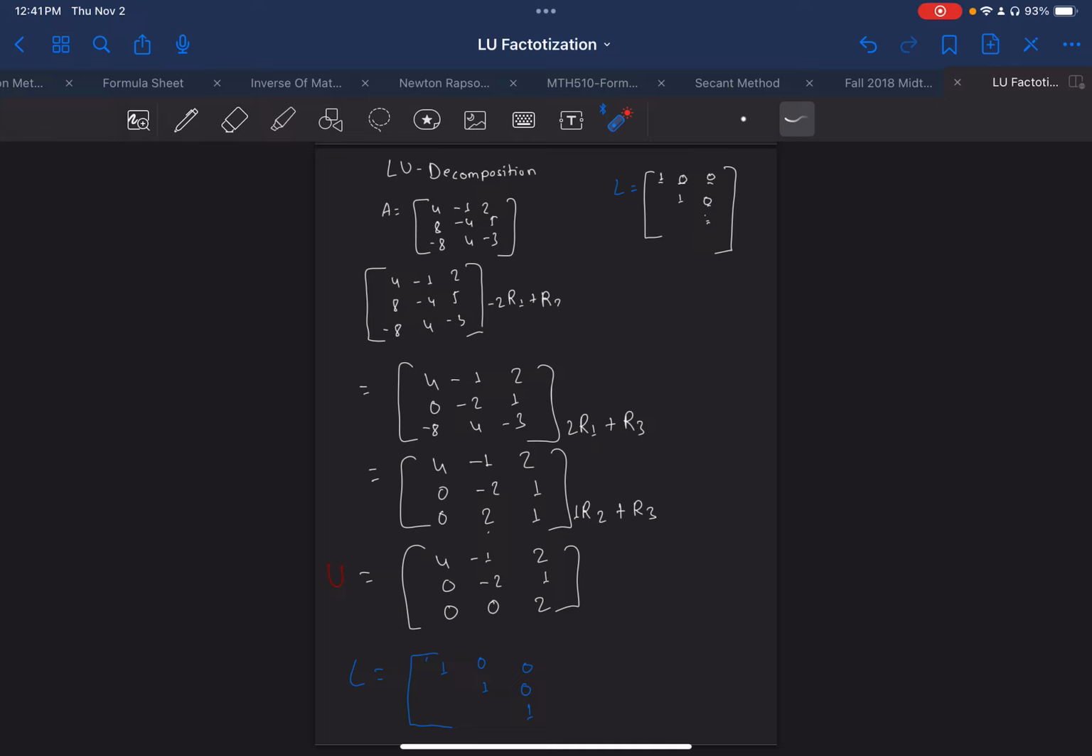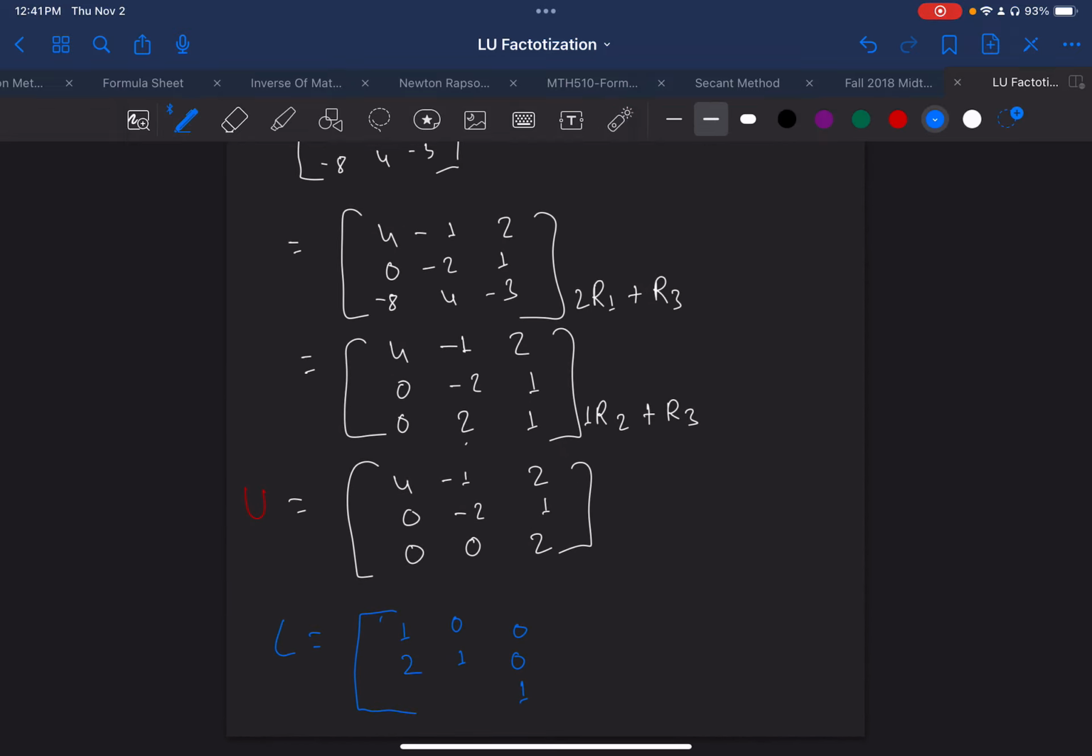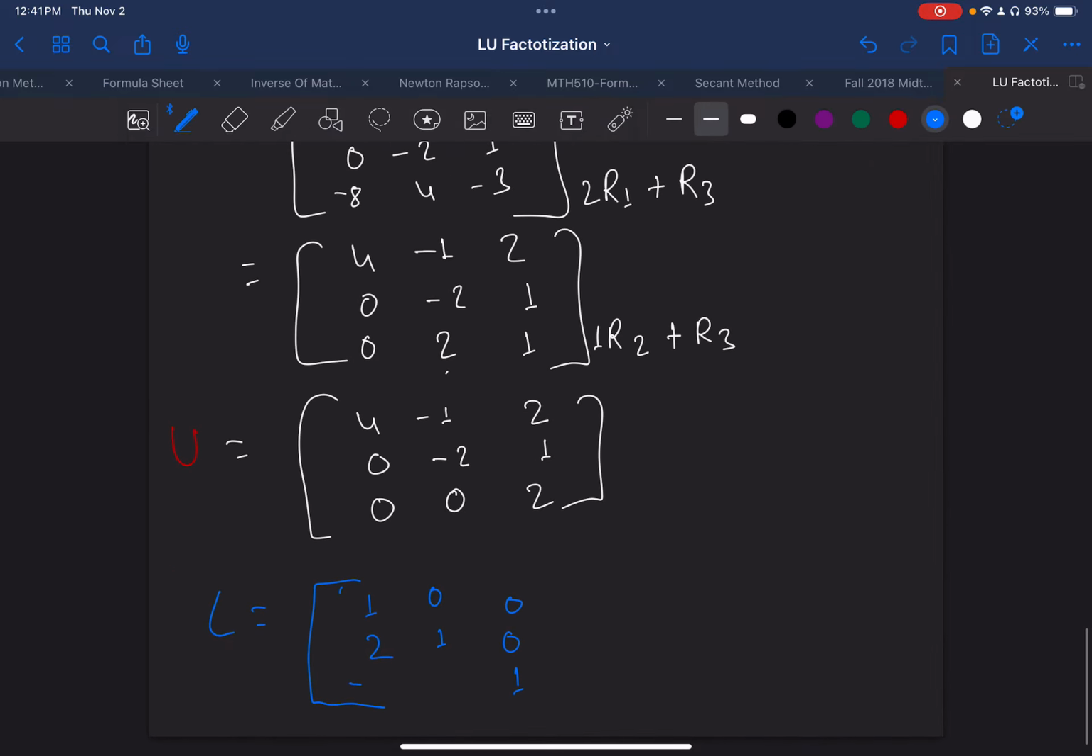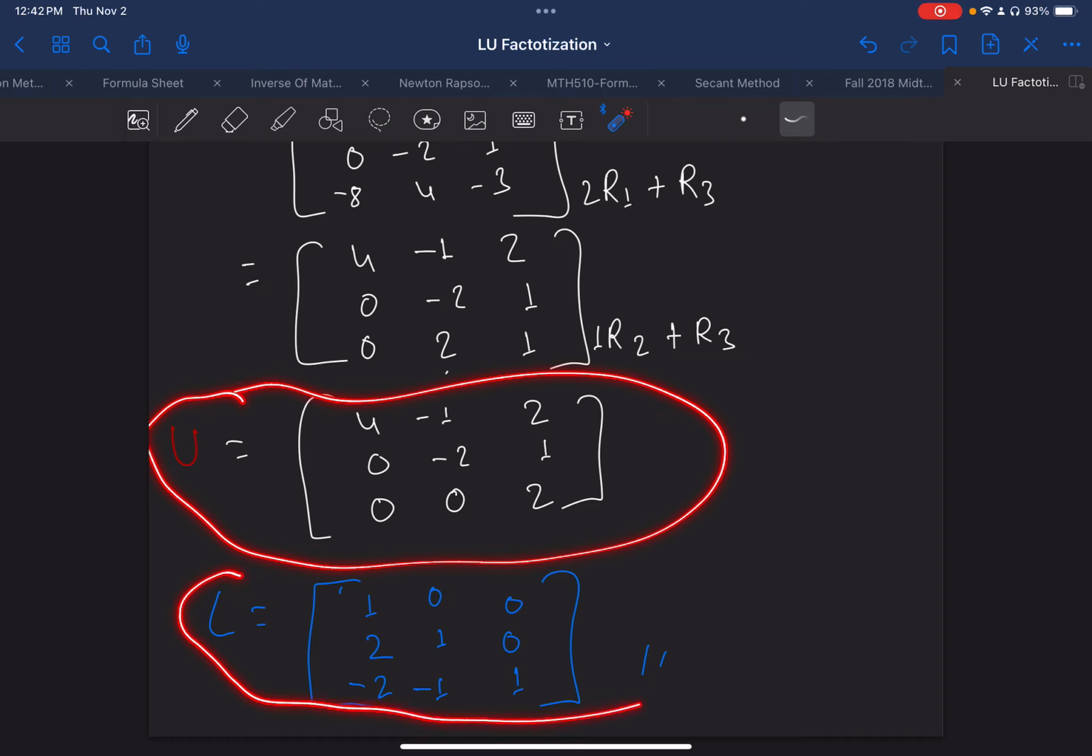-2, my bad. To convert the 8 to 0, we used -2 R1. So it's going to be -2 to +2, okay? Similarly, to convert this -8 to 0, we use 2. That's 2, so it's going to be -2. Again, to convert 2 to 0, we used 1. So it's going to be -1, right? Clear? So this is our upper triangular matrix, and this is our lower triangular matrix.